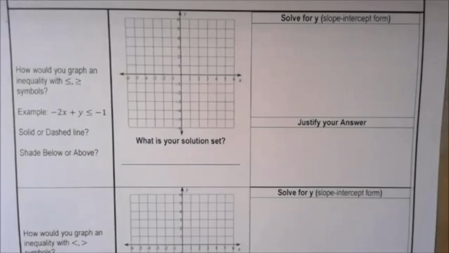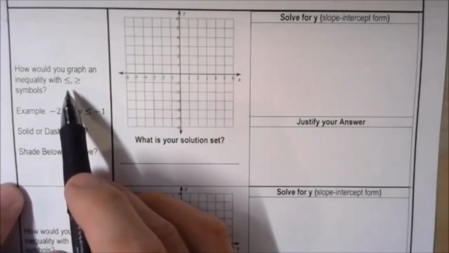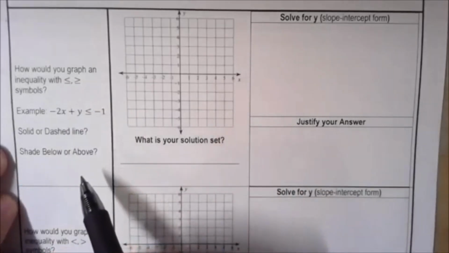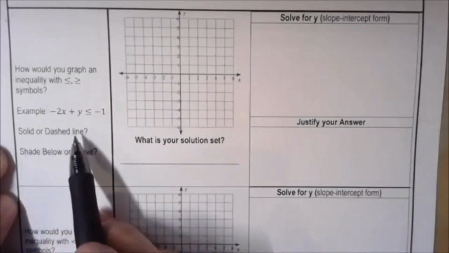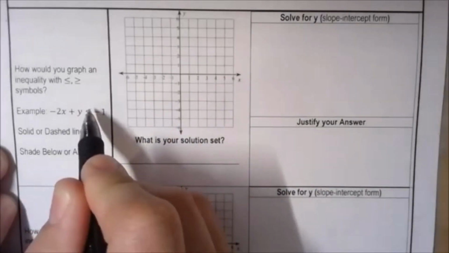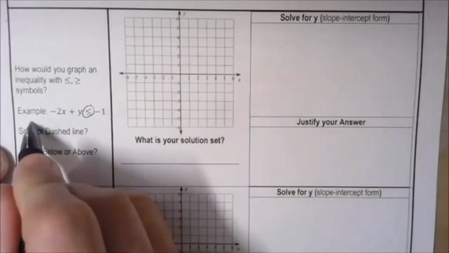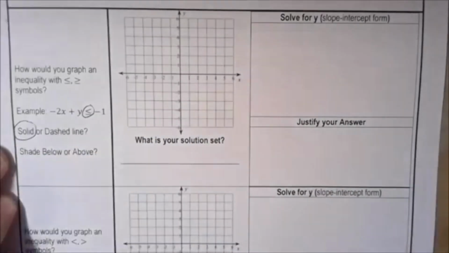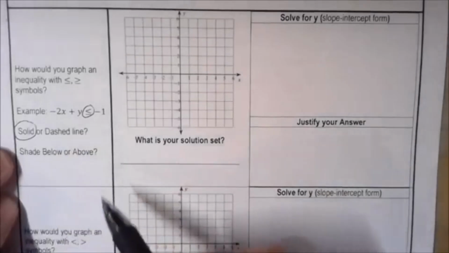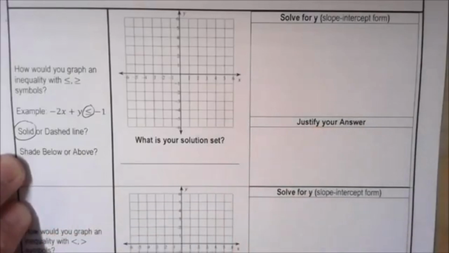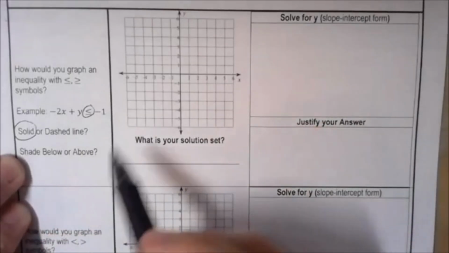The first thing that we want to do, when we talk about how to graph an inequality with the symbols less than or equal to or greater than or equal to, is determine: is it a solid or a dashed line? I hope that you noticed that in this particular case, we actually have a less than or equal to. So therefore, we are going to have a solid line. Now, it says, do we shade above or below? Well, we will figure that out in just a minute once we justify our answer. So that one, we're going to wait for a second.